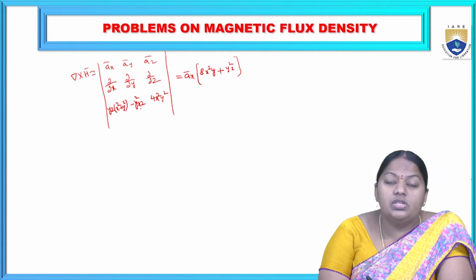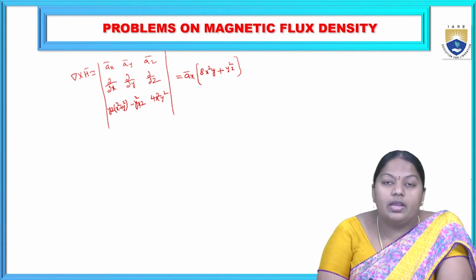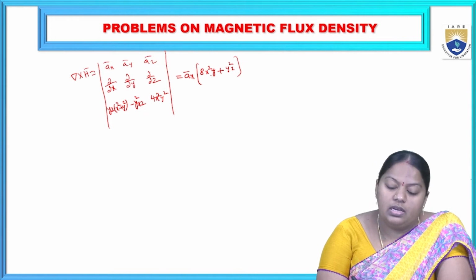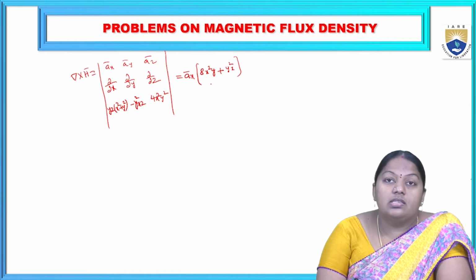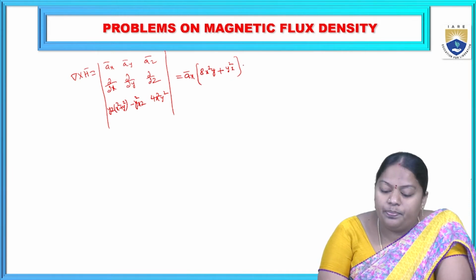So if you are differentiating with respect to z, ∂z/∂z value is 1, hence y²x can be treated as a constant. Hence ax into (8x²y + y²x) is the resultant one. Then minus ay into.